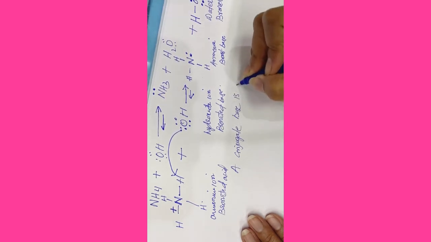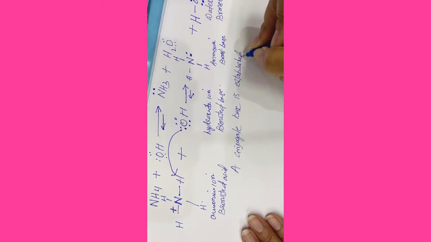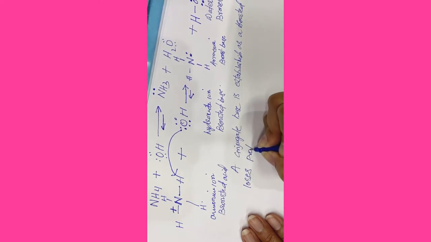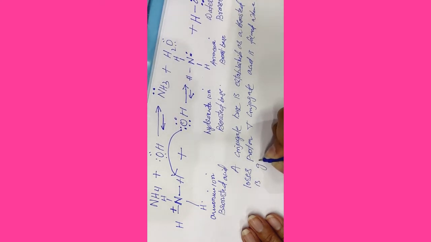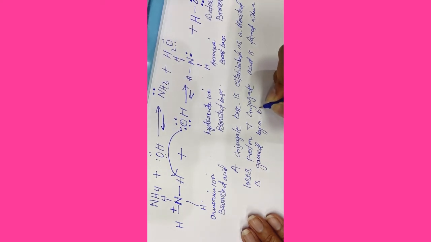Now it's interesting to note that a conjugate base is formed when a Bronsted acid loses a proton, and a conjugate acid is formed when a proton is gained by a base. Finally, they form a conjugate acid-base pair.